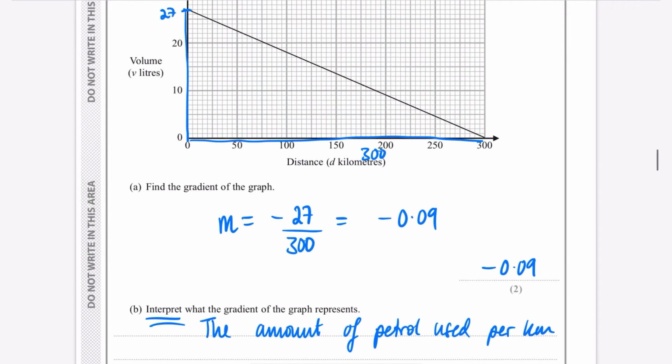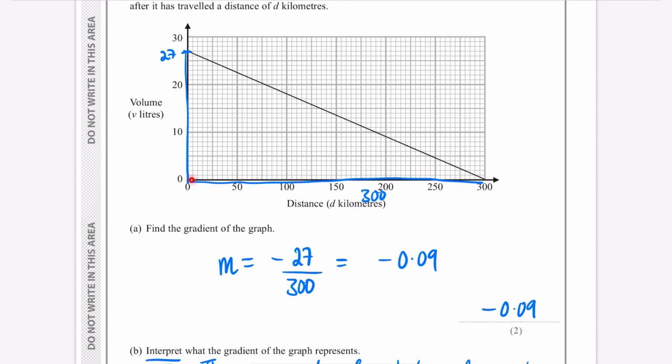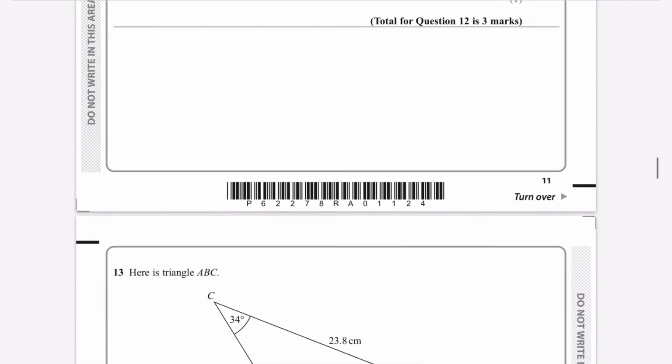And that's because the gradient says for each 1 square that you move in the x direction, or in this case the d kilometres direction, how much is the volume changing? Now it's not going to be 1 square, but it's 1 unit. How much is it decreasing by?